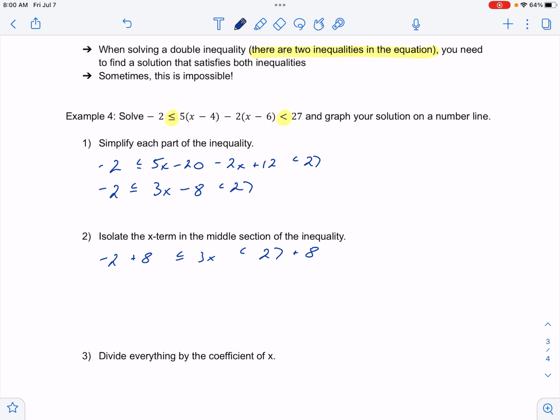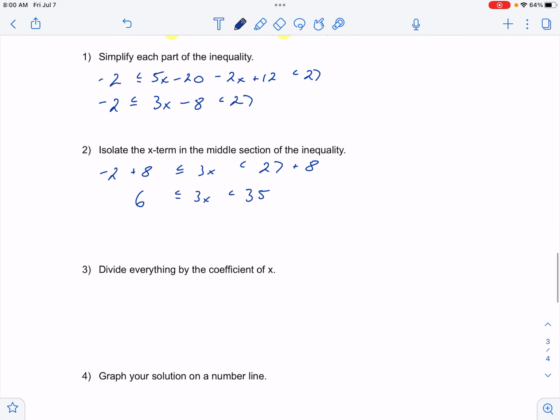Okay, let's simplify. Negative 2 plus 8 is 6. 27 plus 8 is 35. Then we're going to just divide everything by the coefficient of x. Nice and easy. Just divide that out, and we're going to simplify where we can. Obviously, 6 divided by 3, we can simplify to 2. 35 over 3, we can't, so we're going to leave it as a fraction.